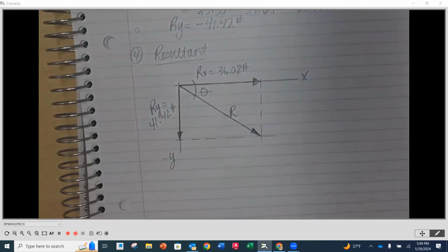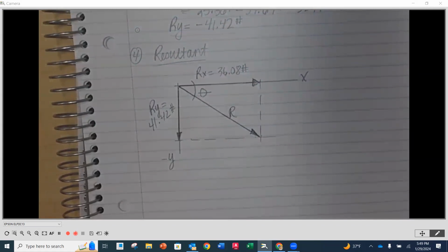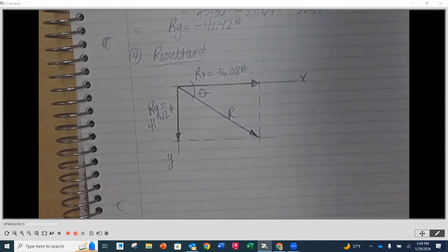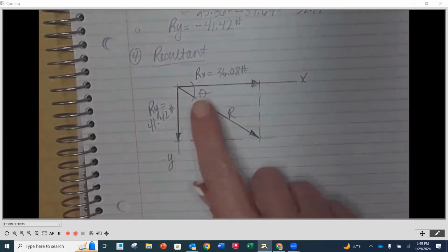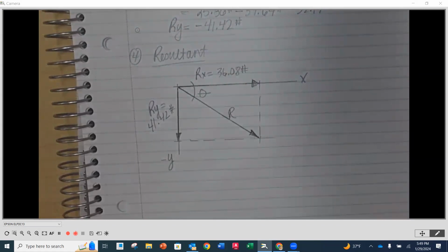Okay, so now we need to determine the magnitude of our resultant. As we look at our resultant, you'll notice that it's the hypotenuse of a right triangle, right? And we know the two legs. So what right triangle function would we be able to use to determine what the resultant is? Go ahead. Anyone? Nope. I don't know an angle yet. I want to know the magnitude of the resultant.